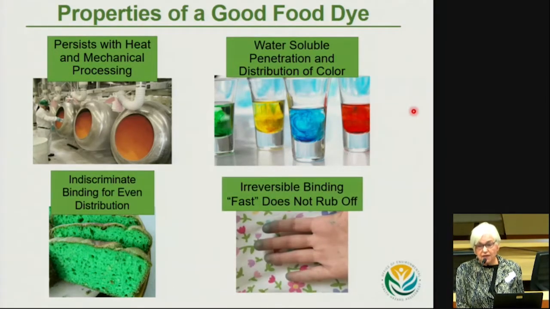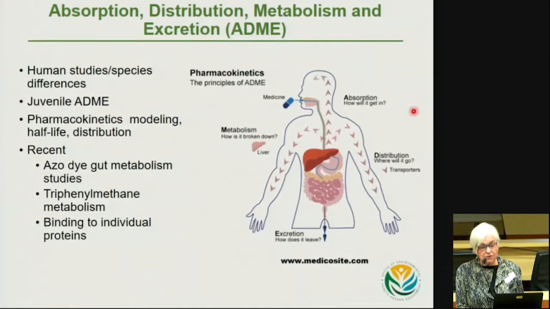So another thing that we're looking at, in addition to some of the chemical properties, is the absorption, distribution, metabolism, and excretion of the dyes, how they enter the body, where they go, and how they're eliminated. That's represented by the ADME abbreviation. Some of the questions to ask: are there studies in people, and do people differ from laboratory animals in this regard? Are there studies in young animals and children, and do they differ from adults? And do we have the mathematical modeling that's commonly used to get a good, precise, quantitative measure of the ADME characteristics? There's also recent literature that's quite interesting.